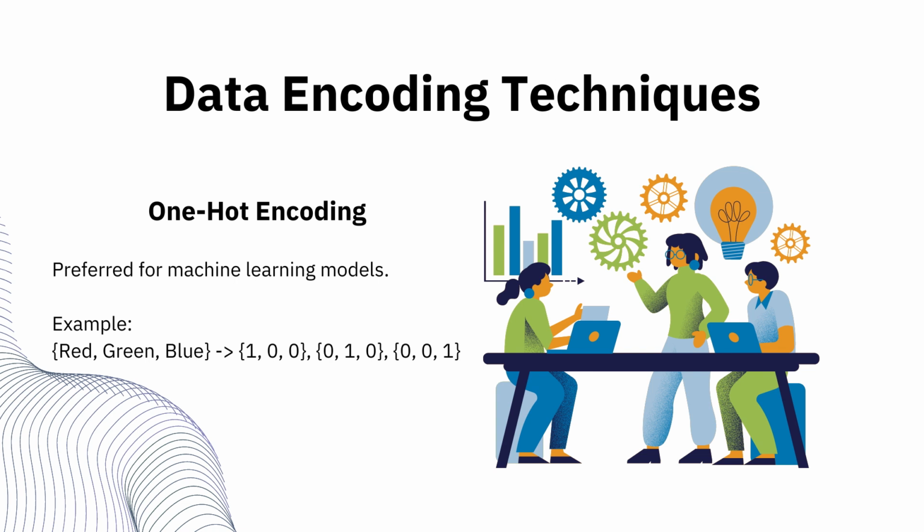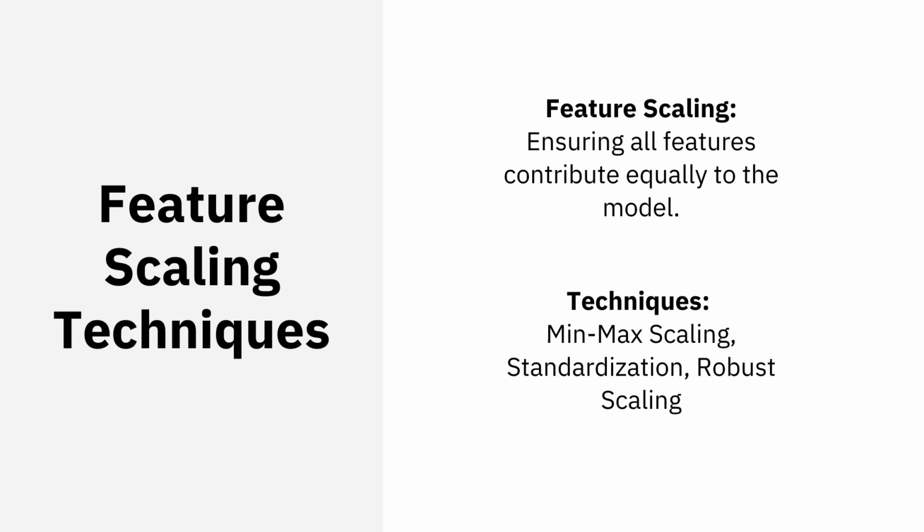This is the preferred encoding method for most machine learning models because it prevents the model from assuming any ordinal relationship between categories. Feature scaling ensures that all features in your dataset contribute equally to the model.